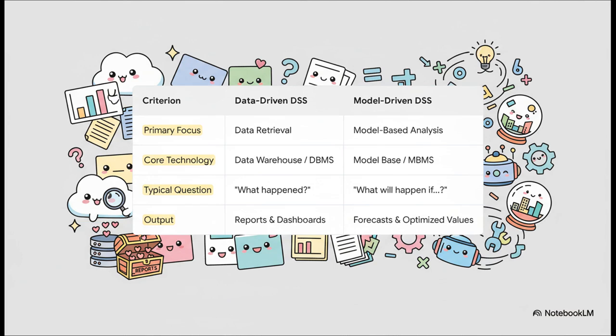And this table, honestly, this is the blueprint for your 8-mark answer. Lay it out just like this in your exam. Compare them side by side on their primary focus, their core technology, the typical question they answer, and the kind of output you get. This structure proves you understand the deep differences, not just the surface-level stuff. Trust me, examiners love this kind of clarity.